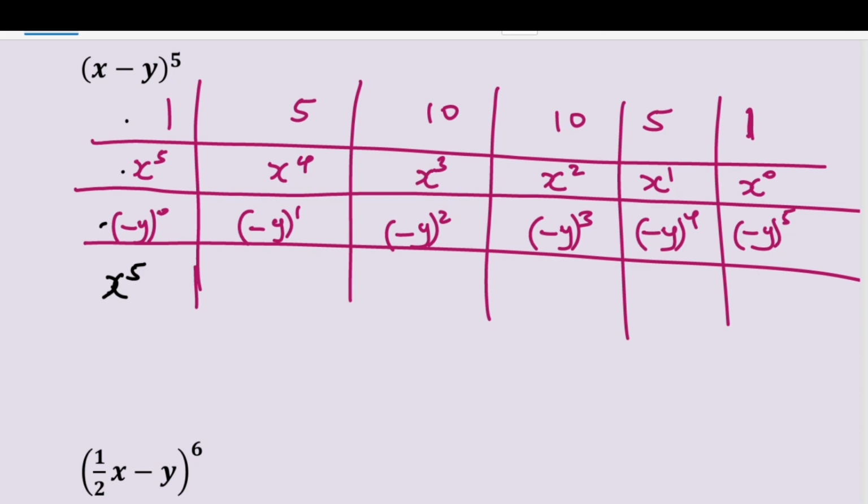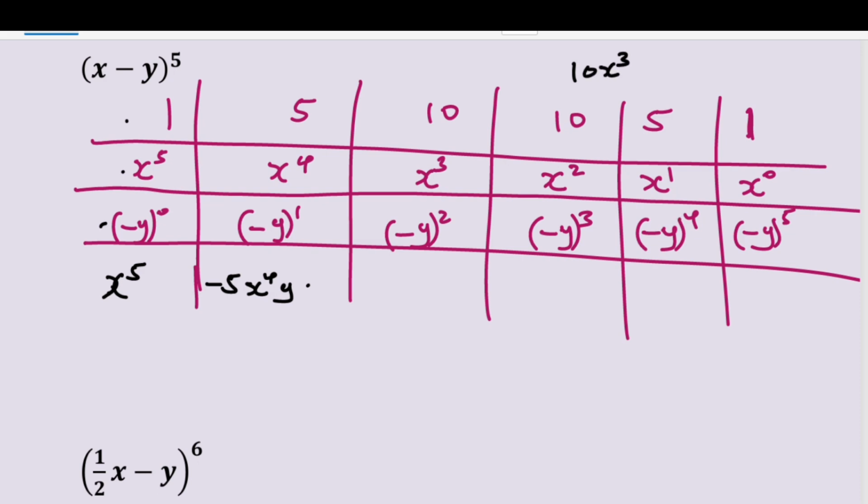5 times x power 4, that is 5x power 4. Then remember, you are having negative y raised to power 1. That one gives you negative y. So if you have 5x power 4 times negative y, you end up with negative 5x power 4 y. So this should be negative 5x power 4 y. So the negative is coming from the fact that negative y is raised to power 1, and that one gives you negative y, and if you multiply the two, you end up with negative 5x power 4 y. The next, 10 times x cubed, that gives you 10x cubed.